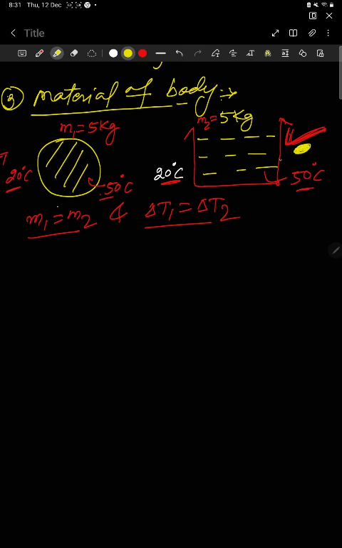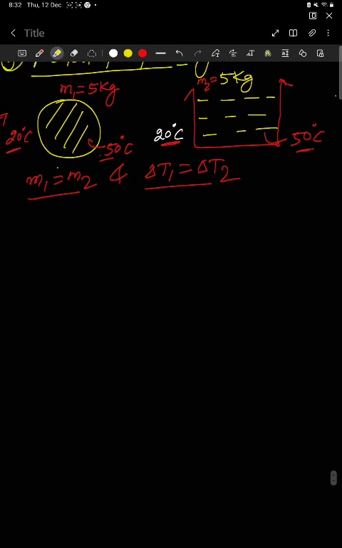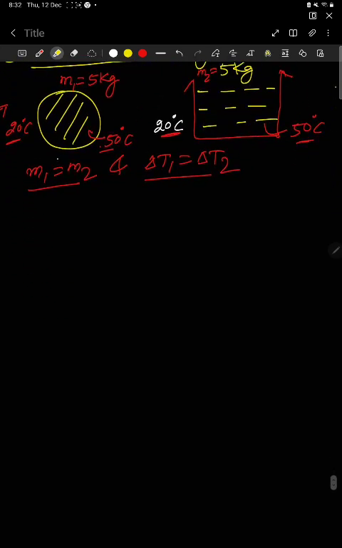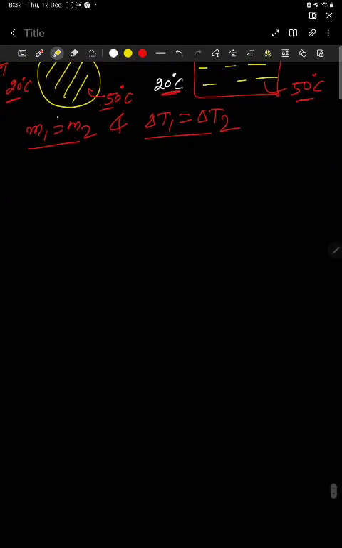So this is a property of water, and we will discuss it later. That is called specific heat capacity. Every material has a fixed specific heat capacity. The material which has more specific heat capacity requires more heat to increase its temperature. So these are the factors on which the amount of heat energy absorbed by a body depends.